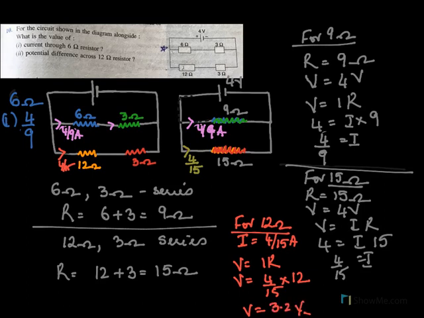So this is the potential difference across the 12 ohms resistor. We could also find the potential difference across the 3 ohms here, just by putting in the formula V equals IR.